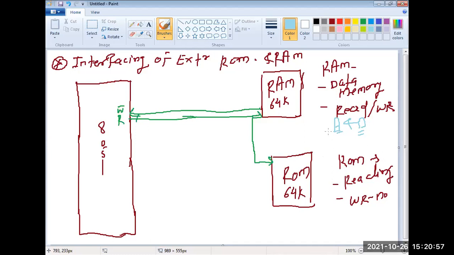I'm asking a simple question: if the controller wants the data in, sending out or taking inside, how will that controller take the data? Which bus should be used? Otherwise, how many buses are there in the controller? How many buses are there in it? Only two buses are there. That is called the address bus and the data bus.